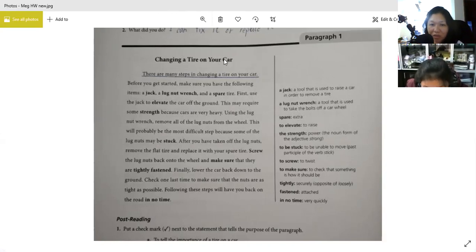Six? Is it six, or seven? You prepare your materials. You elevate the car. You remove the lug nuts. And then after that, you will remove the flat tire. And then you will put back the spare tire. And then you get to screw the lug nuts back and make sure they're tight. And then you lower your car back onto the ground. And then you're going to check that the nuts are tight. So if you really look at it, there's 8.